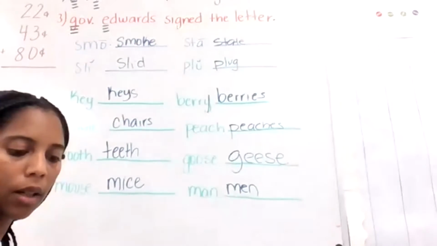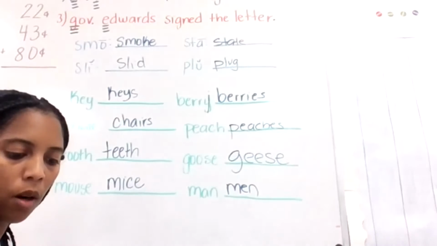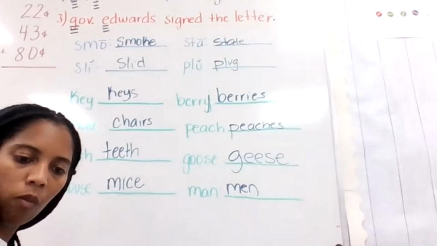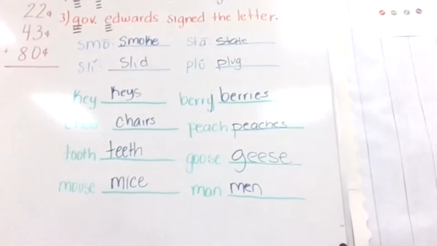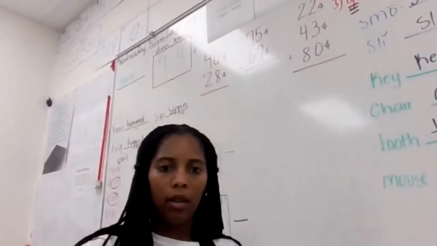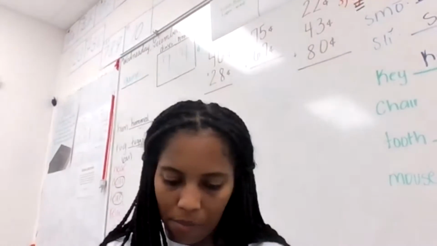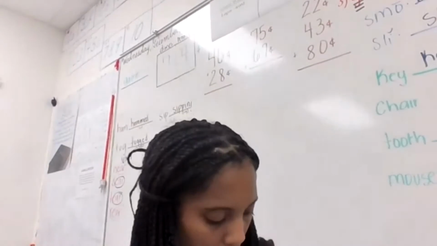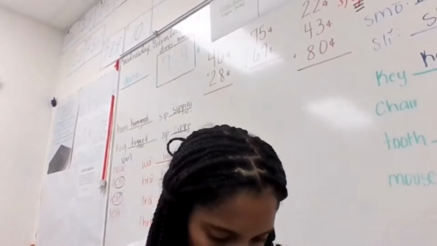All right, awesome. So that is it for phonics. All right, let's go ahead and get out your reading. Then we'll do some math. First, no, I have reading out first. Okay, let's see who goes first.